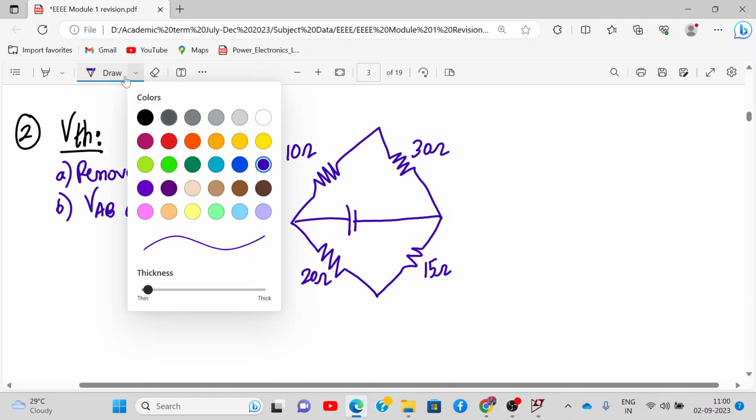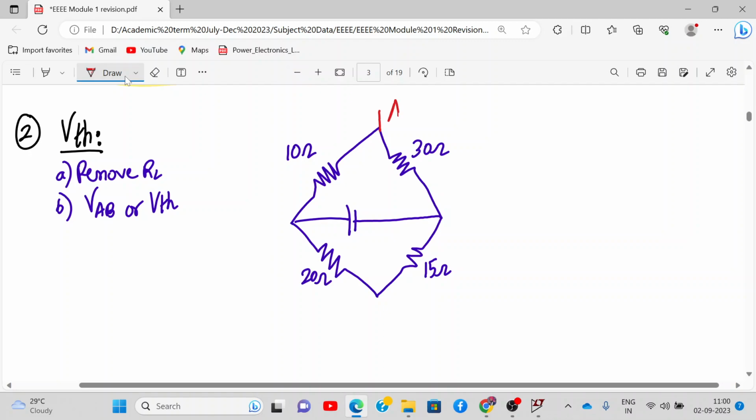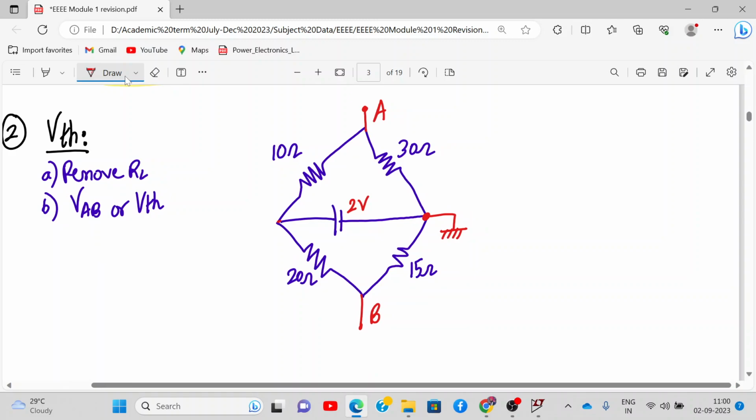And what are my points A and B? These are my points A and B. This is point A and this is B. And I've removed load RL, right? So I can add this voltage source, 2 volt. Now from here, you can treat it as a ground because there are 2 more points going to the ground. Sometimes it's called a reference point or a datum point. You all know about ground. Nodal analysis you must have studied, right? A reference node where all the points meet.